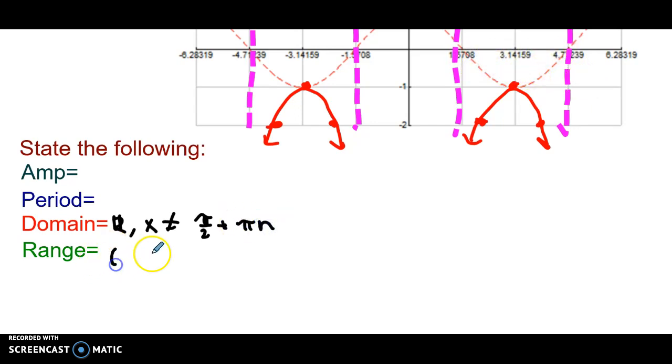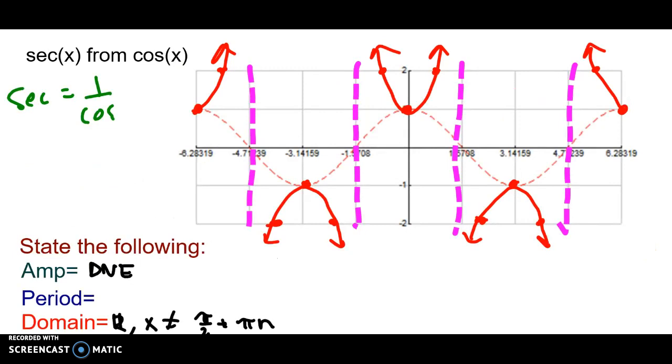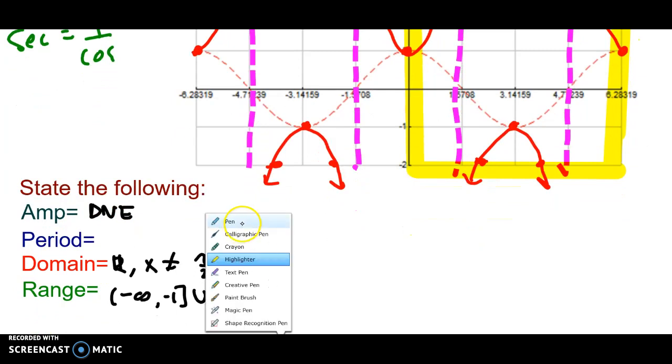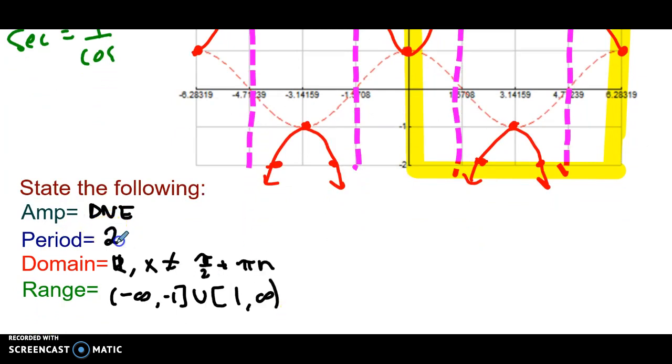Our range, similar to last time, is negative infinity to negative 1, union 1 to infinity. Our amplitude would be half the range, but that's not possible here. And last but not least, our period here would be 1 full cycle. So here would be 1 period. And that is 0 to 2 pi. So the period is 2 pi.